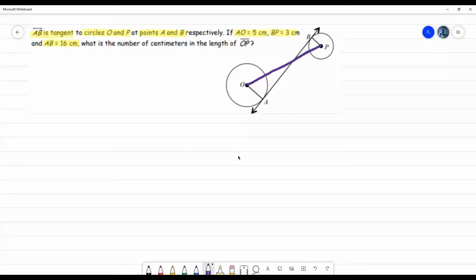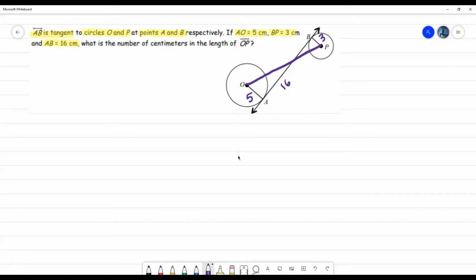Hello, welcome back. Today I'm going to explain how to find the length of segment OP in the diagram shown. AB is tangent to circles O and P at points A and B respectively. If AO is 5 centimeters, BP is 3 centimeters, and AB is 16 centimeters, what is the number of centimeters in the length of OP? I've marked the given values in the diagram, so we can solve this problem.